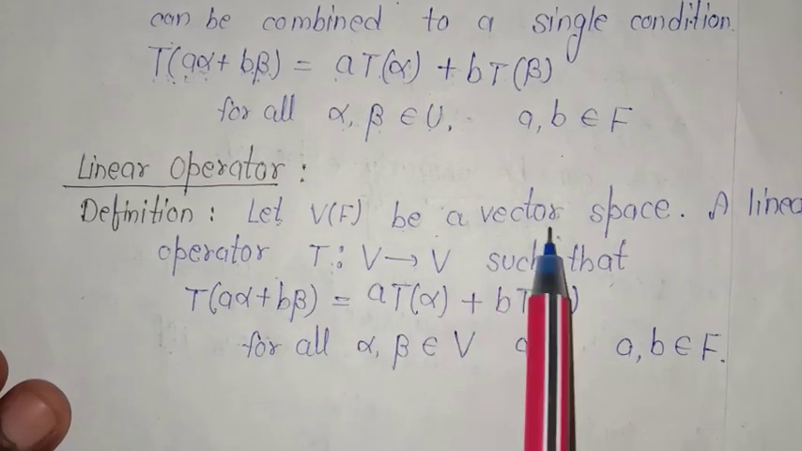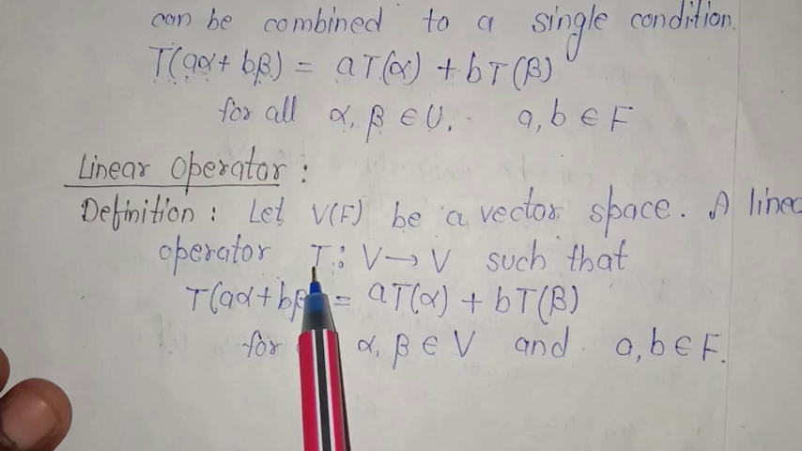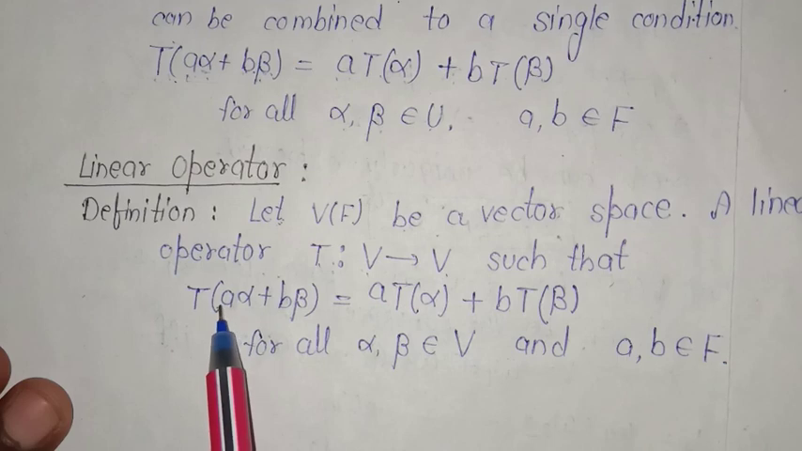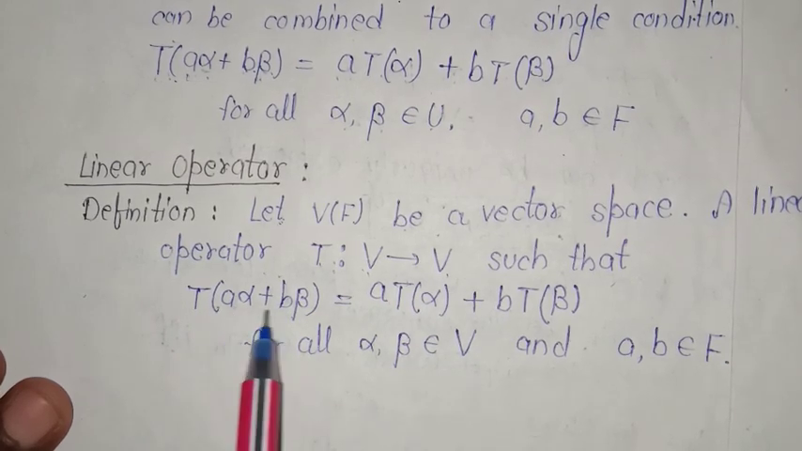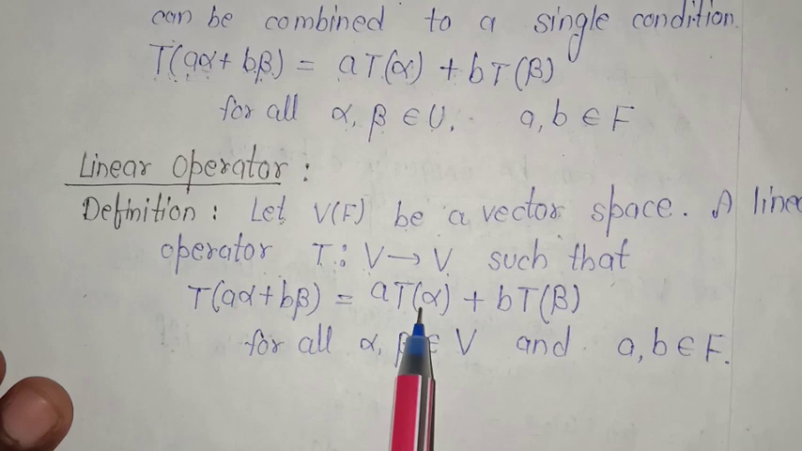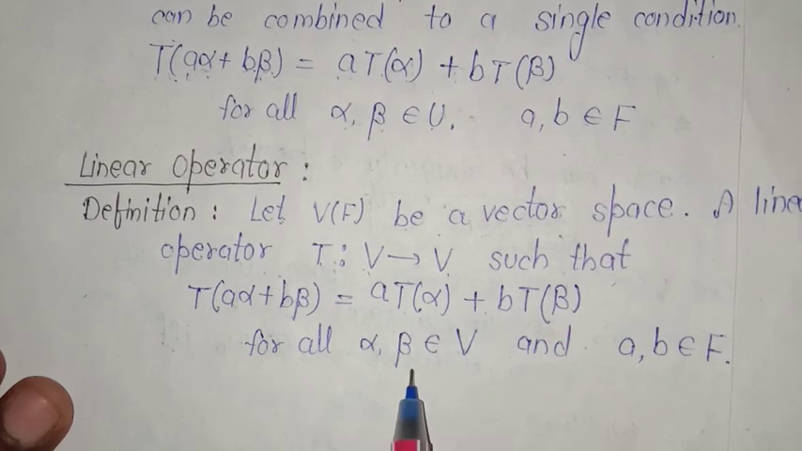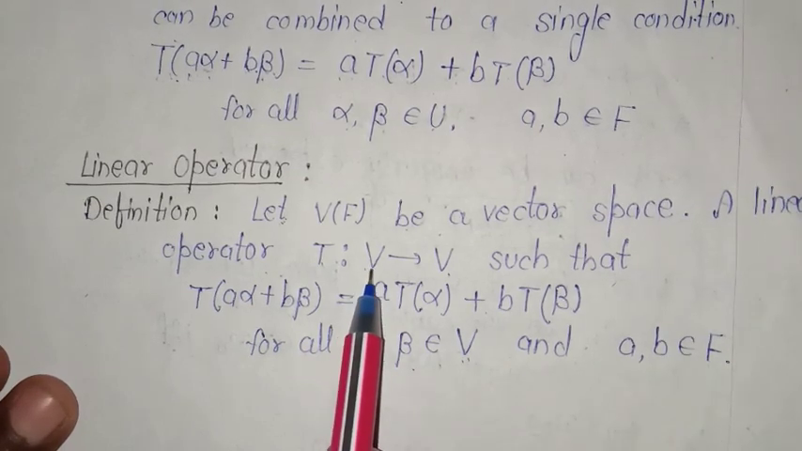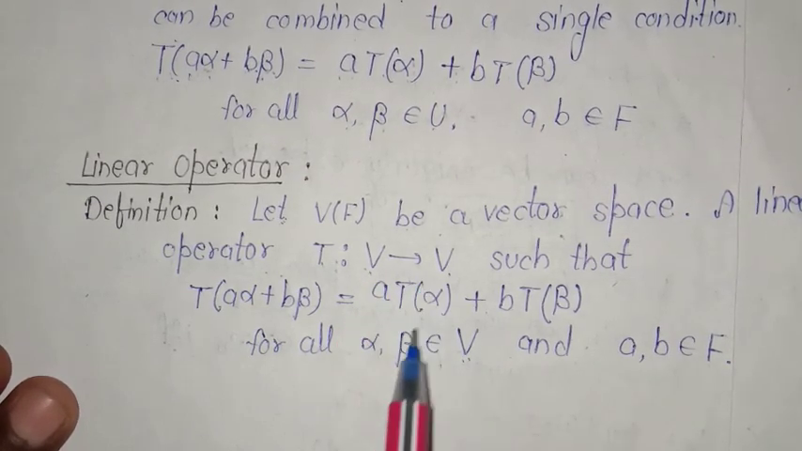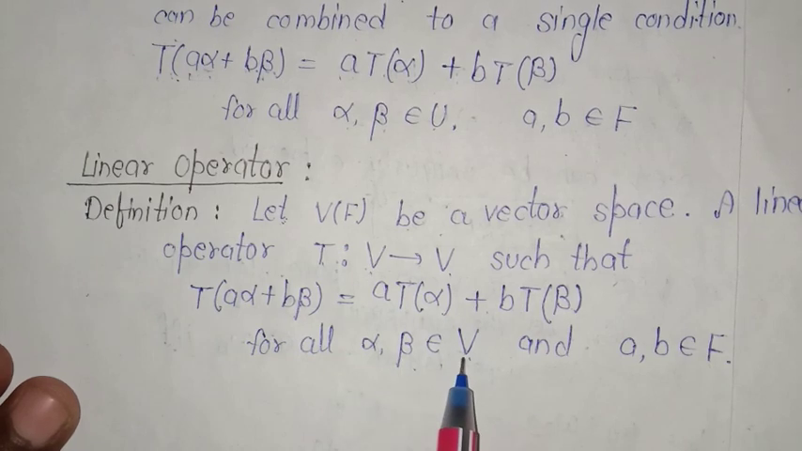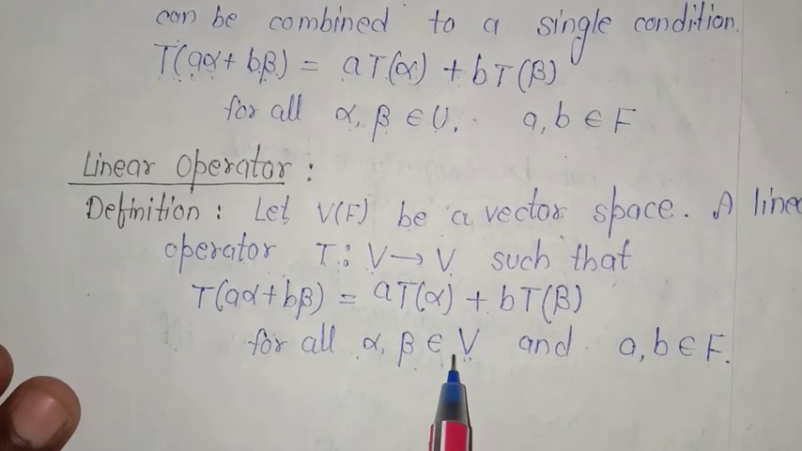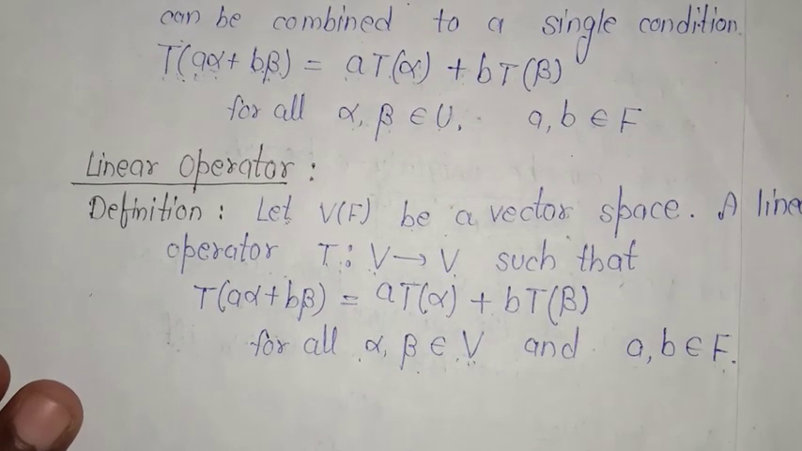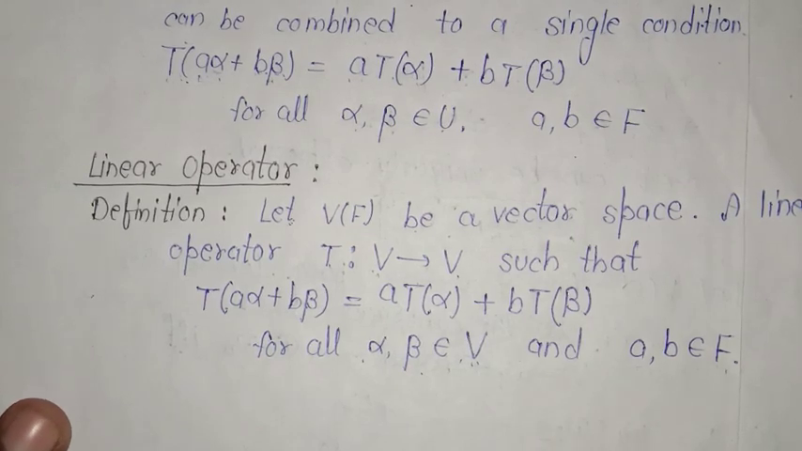The definition of linear operator is as follows. Let V over F be a vector space. A linear operator T is a function from the same vector space to the same vector space such that it holds this property, that is T of a alpha plus b beta equals a times T of alpha plus b times T of beta for all alpha, beta belonging to the vector space V and a, b belonging to F. Here we have both vector spaces the same, so we take all the vectors from the vector space V and the scalars from the field F. Now let's take some examples of linear operator and linear transformation.